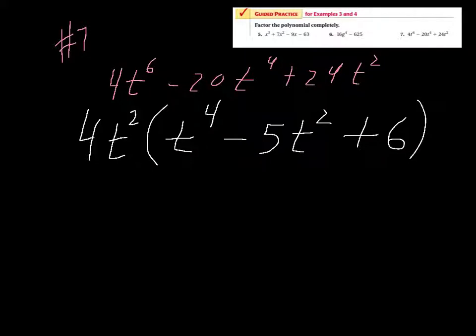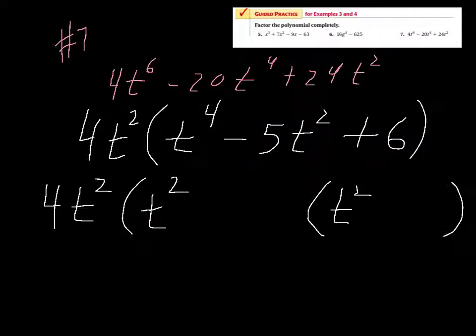And now I'm going to factor out the remaining trinomial here. So, taking care to make sure that we bring down the 4t squared, I'm left with t to the 4th minus 5t squared plus 6, which gives us t squared and t squared. Because 6 is positive, I know that both signs are either positive, positive or negative, negative, and the sign right here tells me which one it is. So they are both negative. Two numbers that multiply to give me 6 and add up to 5 are 2 and 3.